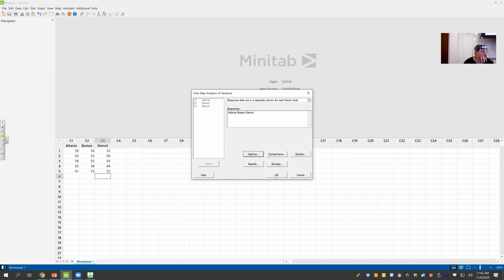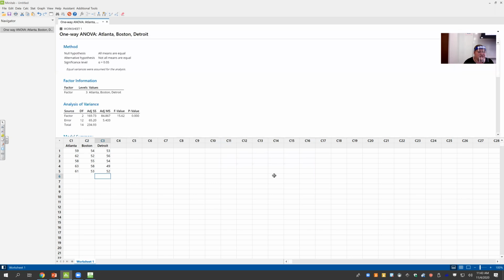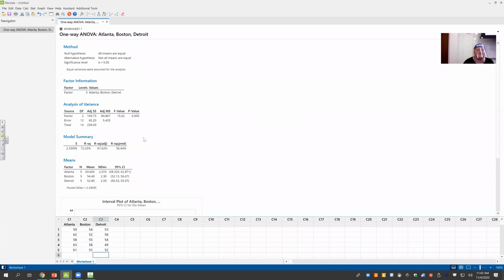Don't panic. When it gives you the results, it really gives you the method. One thing here is you can kind of confirm your hypotheses. They simplify it. All means are equal. They're not all equal. We did alpha equals 0.05. It just gives us lots and lots of information.